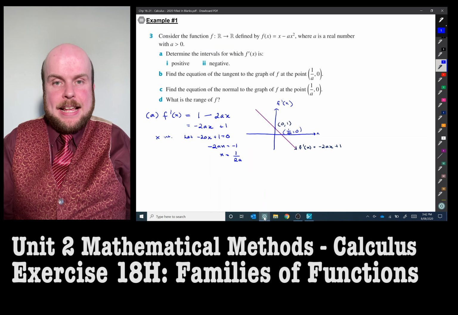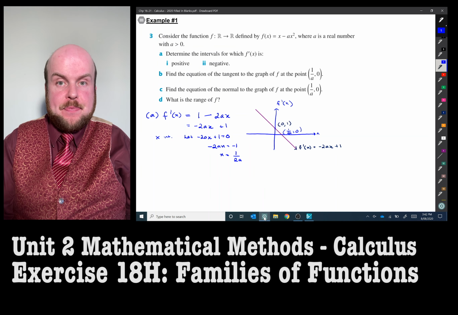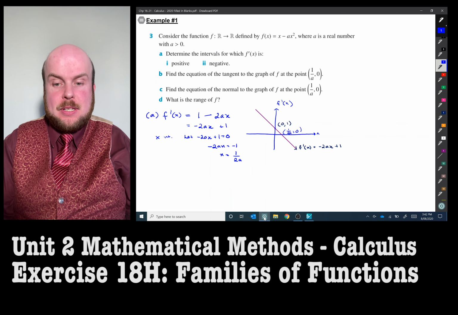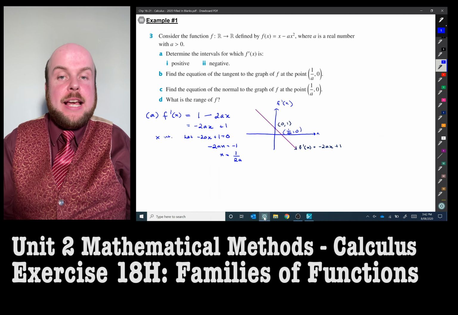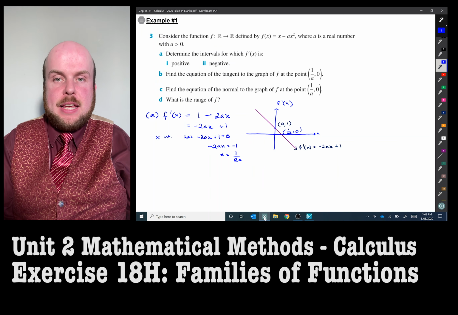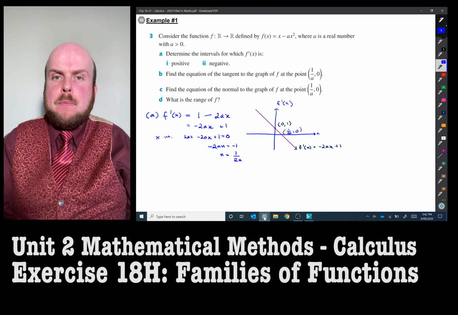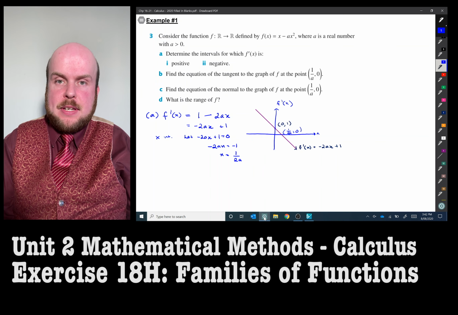I know that a has to be greater than 0. So in other words, whatever this factor of a is, it's going to be a positive number. So therefore, I definitely know that the x-intercept of the derivative is going to be on the positive side of the x-axis. But why did I draw the graph of the derivative?